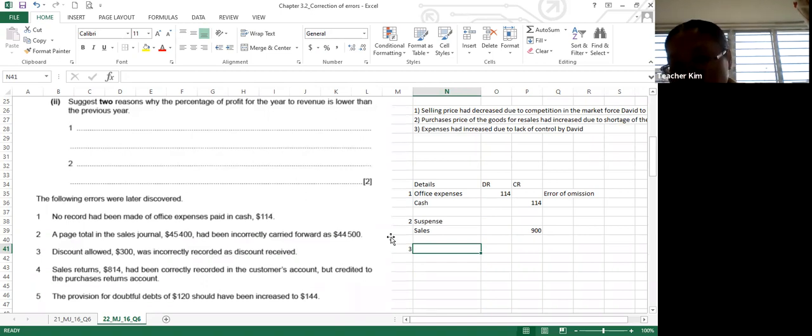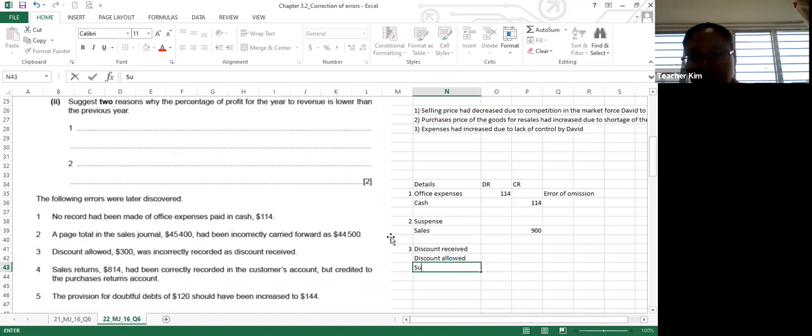Number 3, discount allowed 300 was incorrectly recorded as a discount received. Discount received is on the credit side. Now wrongly put, so we reverse the error. Discount received, and put back in the correct account, discount allowed. So go to the suspense account. Here is 300. 300. Here will be 600.